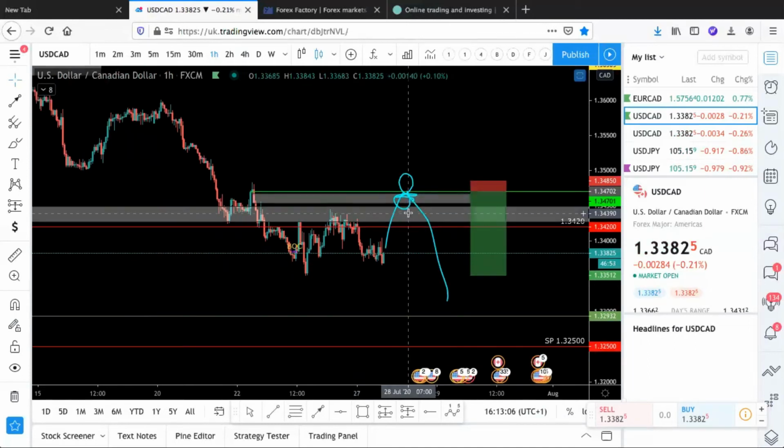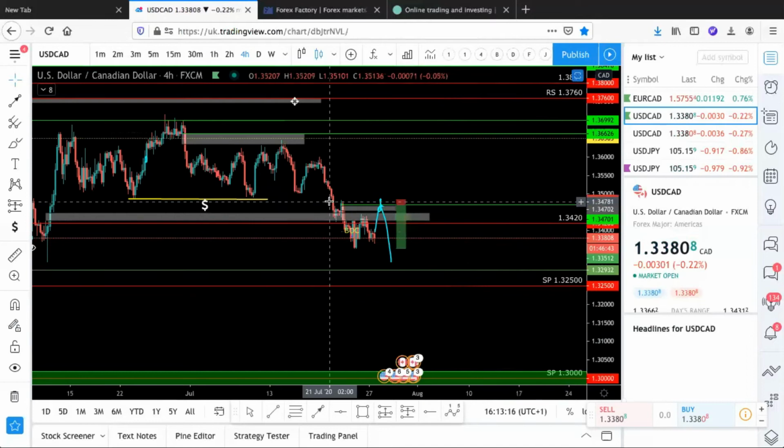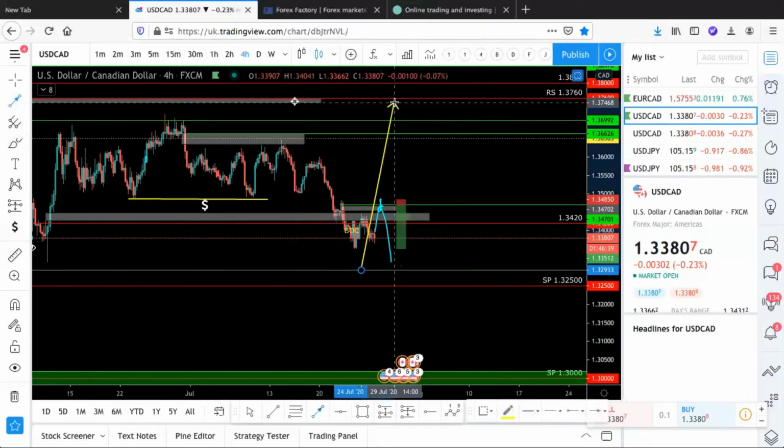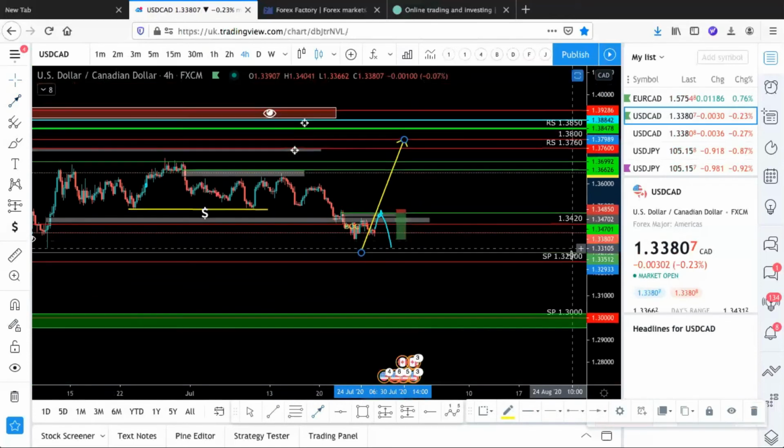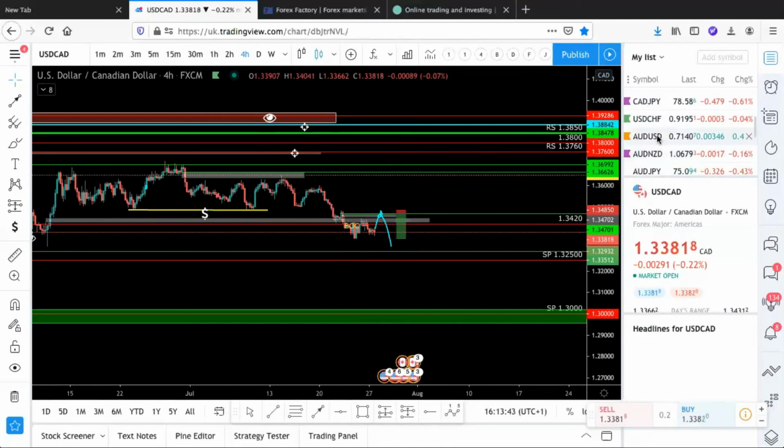Okay, in the long run, my overall target for USDCAD is to move higher, this area, right? So this is my overall objective, I want price to come up here. These are the targets in the long run I'm expecting. Let's move on to AUDUSD.